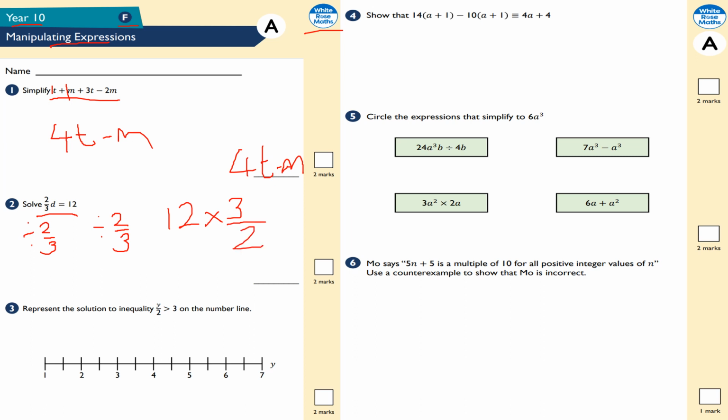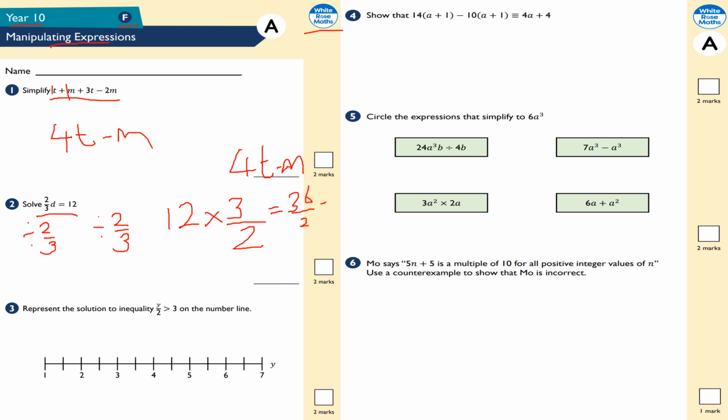12 divided by 2/3. A number divided by a fraction is called the KS4 method. You keep the first number the same, you flip the second fraction so it goes to 3/2, you invert it and then you change the division to a times. 12 lots of 3/2. Well, 12 times 3 is going to be 36, so it's going to be 36 halves, which simplifies to 18.